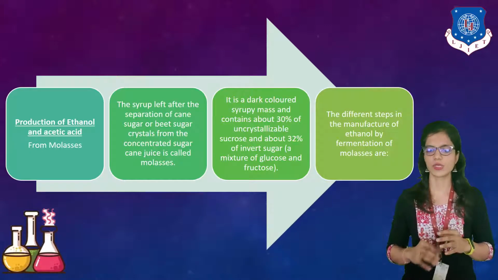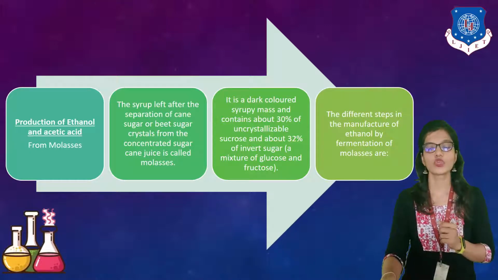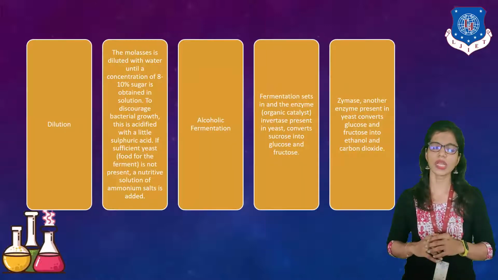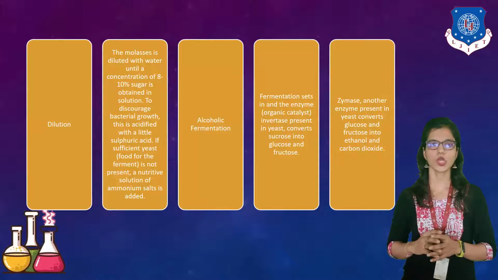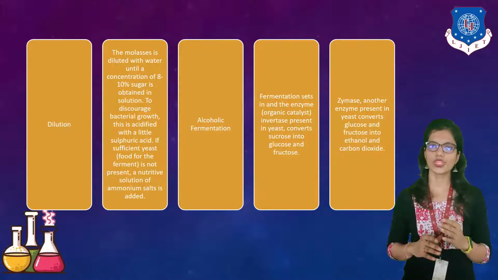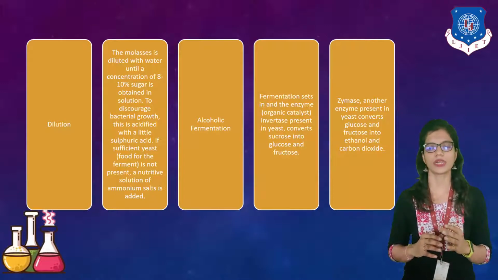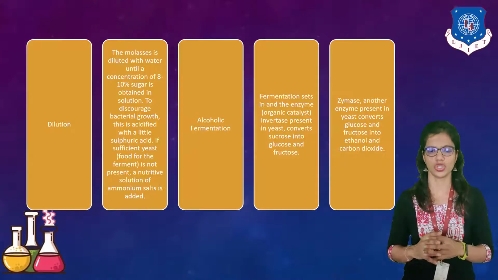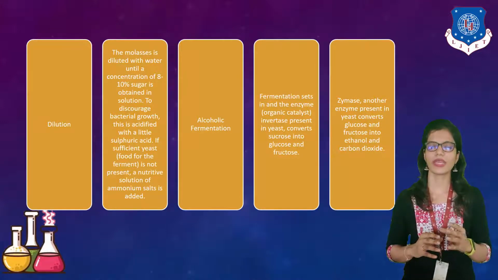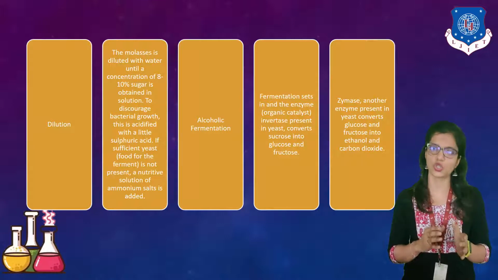Now the different steps involved in the manufacture of ethanol through fermentation of molasses are: number one, dilution. The molasses is first diluted with water until a concentration of 8 to 10% sugar is obtained in a solution. To discourage bacterial growth, this is acidified with a little sulfuric acid, and if sufficient yeast, basically food for the ferment, is not present, a nutritive solution of ammonium salts is added. This is the first step, known as dilution.